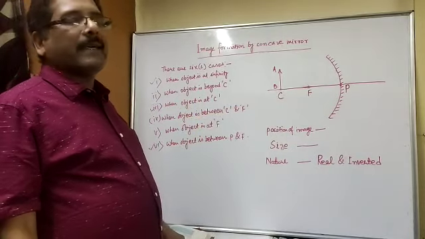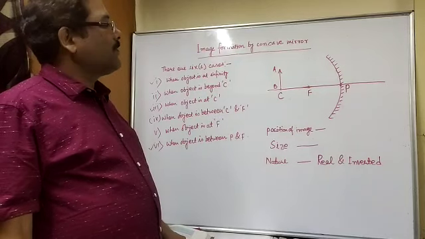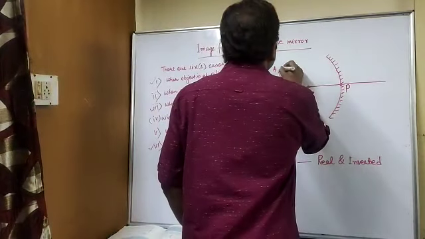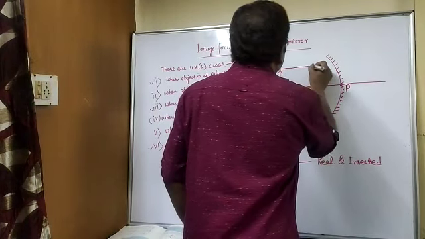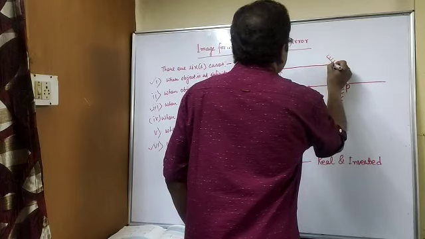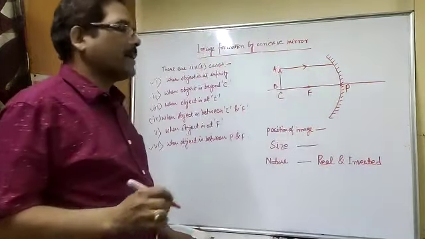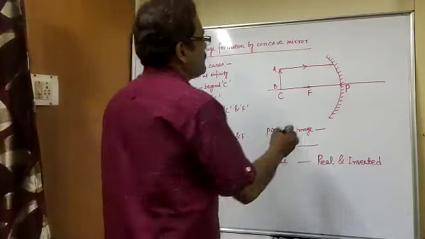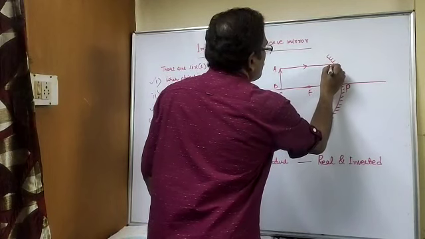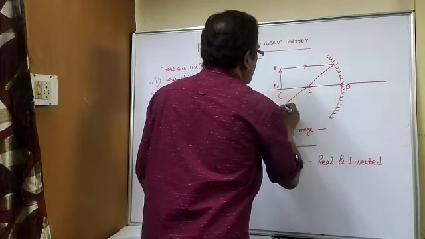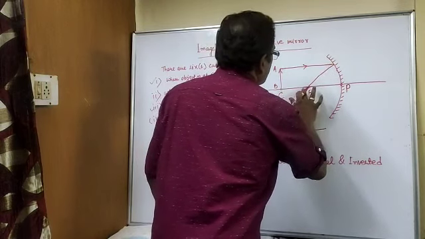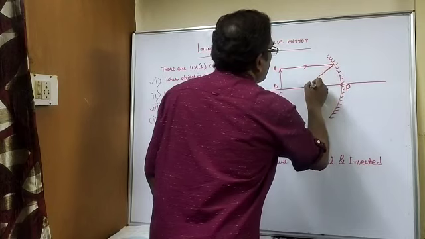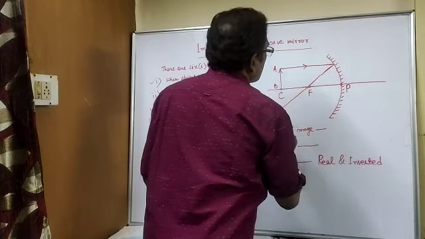Now again we will take a ray of light from the object parallel to the principal axis. Suppose this is a ray of light which is parallel to the principal axis. So this ray will pass through focus after reflection. You have to draw a straight line using a scale. Okay.